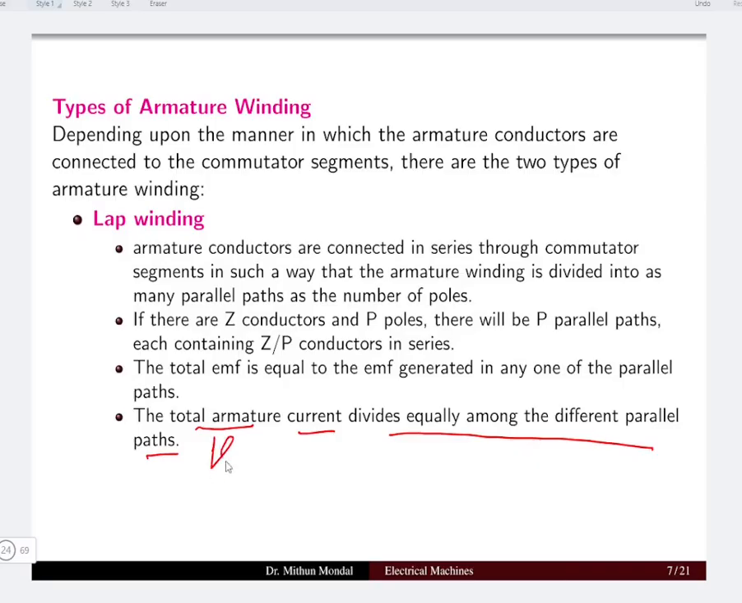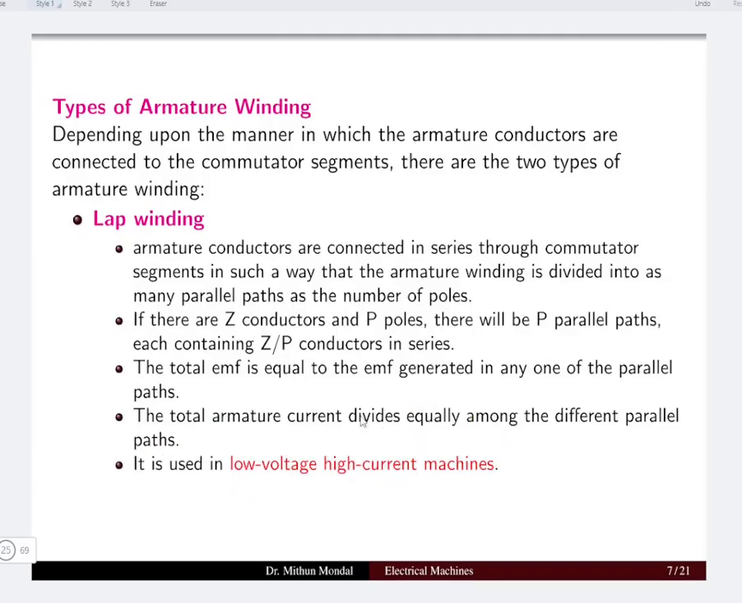This is in accordance with Kirchhoff's current law, that when the parallel paths are there, the current will be distributed, and they will be distributed equally in all the parallel paths. And hence the lap windings are generally used for low voltage, high current machines. So wherever the low voltage, high current machines are there, we will prefer the lap winding.